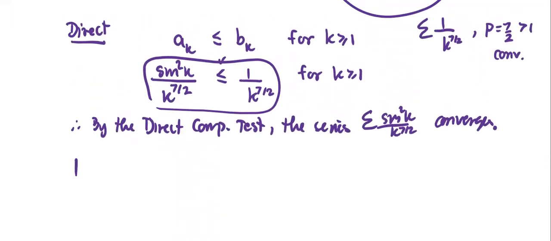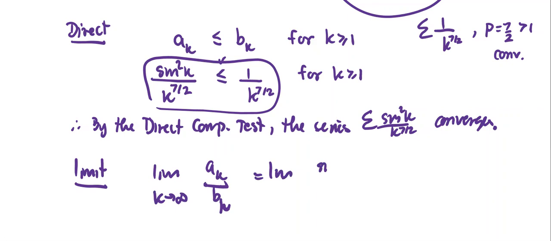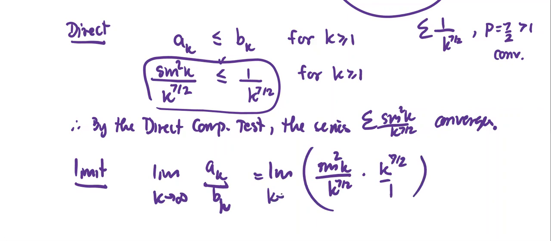But as I mentioned earlier, the limit comparison test doesn't work because the limit of a_k over b_k as k approaches infinity equals the limit of psi squared k over k to the power 7 over 2, multiplied by the reciprocal of b_k, or k to the 7 over 2 over 1, as k approaches infinity. This limit doesn't exist. So the limit comparison test is inconclusive.